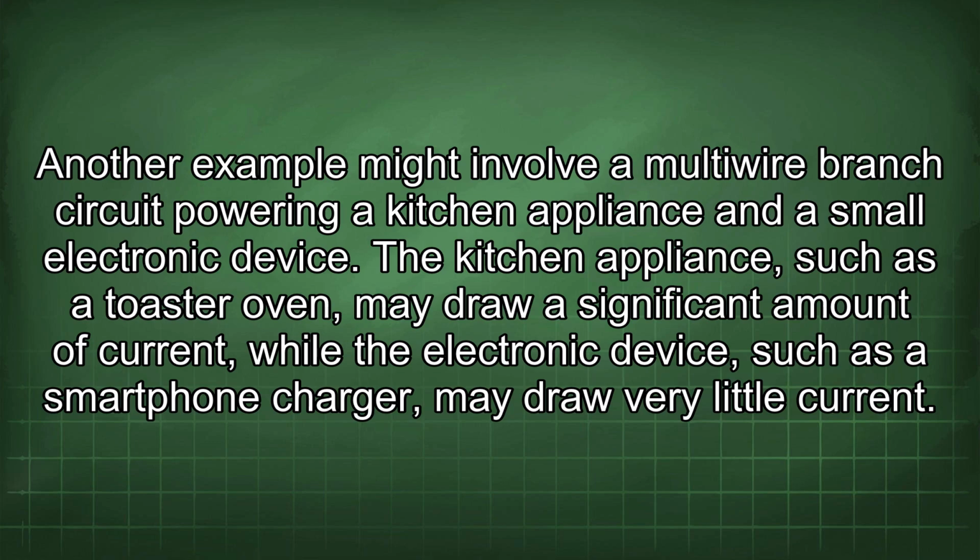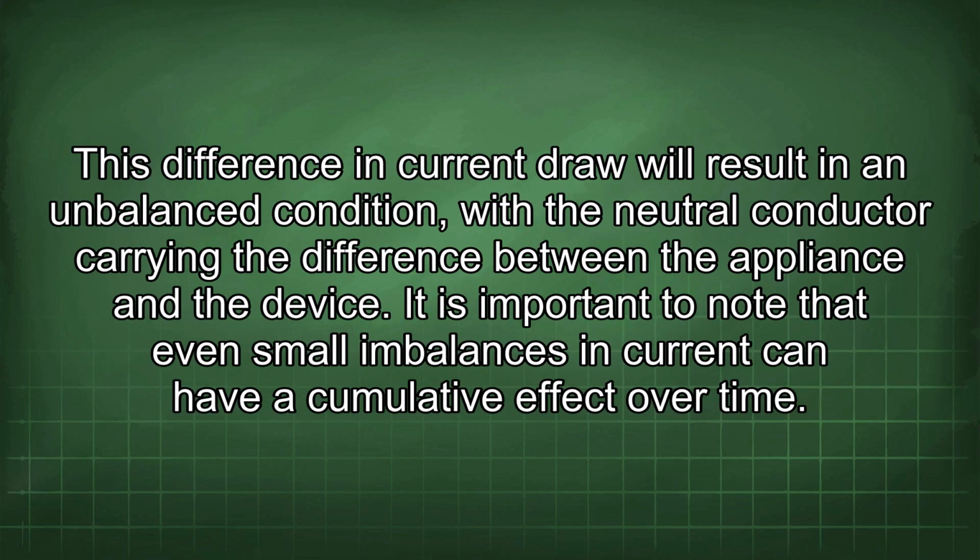Another example might involve a multi-wire branch circuit powering a kitchen appliance and a small electronic device. The kitchen appliance, such as a toaster oven, may draw a significant amount of current, while the electronic device, such as a smartphone charger, may draw very little current. This difference in current draw will result in an unbalanced condition, with the neutral conductor carrying the difference between the appliance and the device.